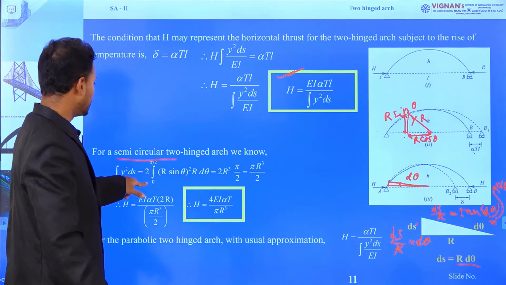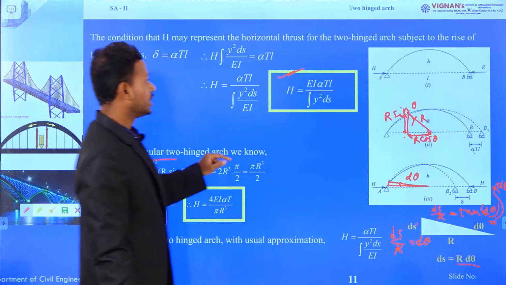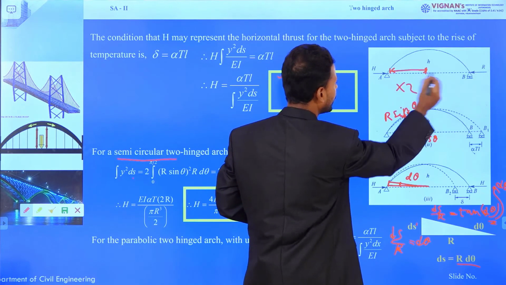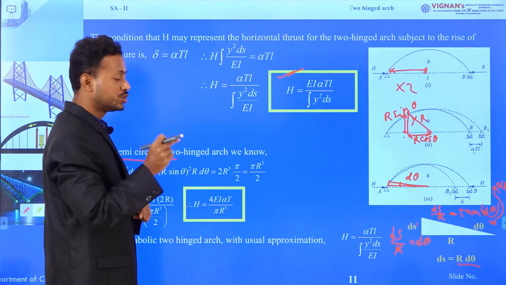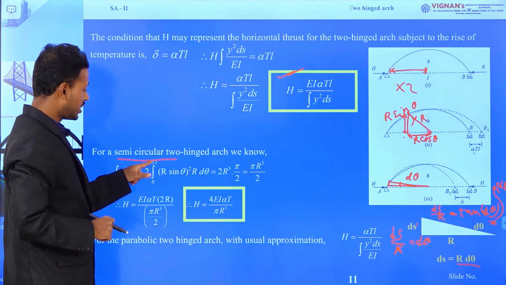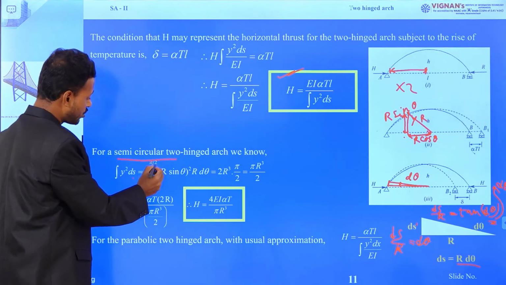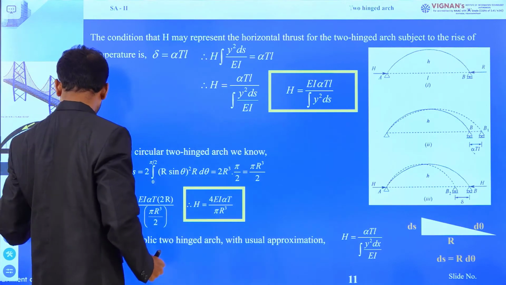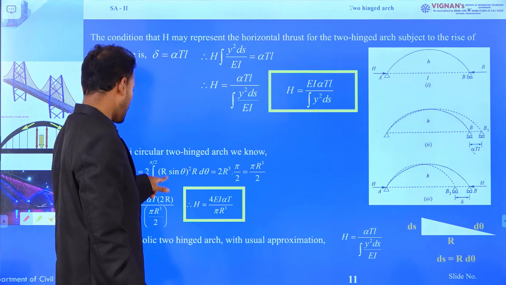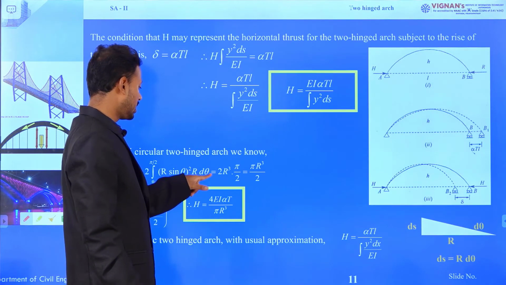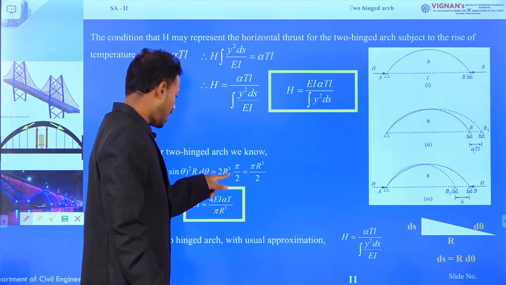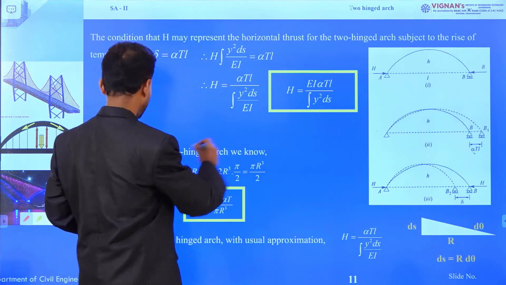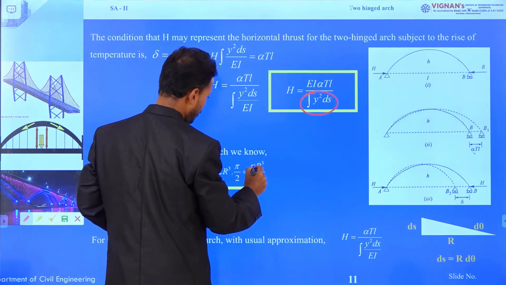If we integrate this from 0 to pi by 2, because we are considering the half span and we will multiply it by 2 to evaluate for the full span, we have 2 times the integration from 0 to pi by 2 of r square sin square theta r d theta, which equals 2 r cube pi by 4. So ultimately we have this value as pi r cube by 2.